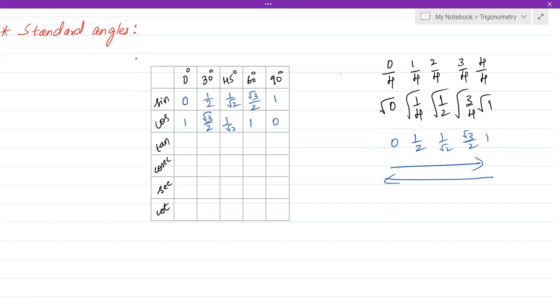I hope it is clear. We have to just write it in the reverse order. That's it. Okay. That is for cos. The reverse order will be 1, root 3 by 2, 1 by root 2, 1 by 2 and 0.